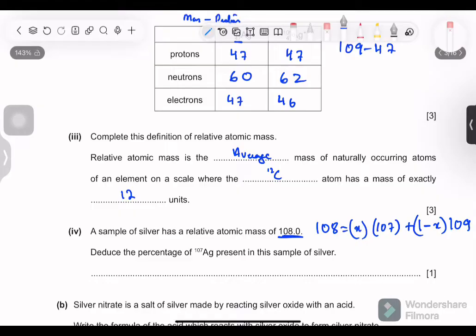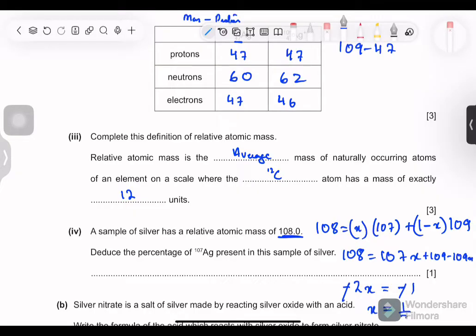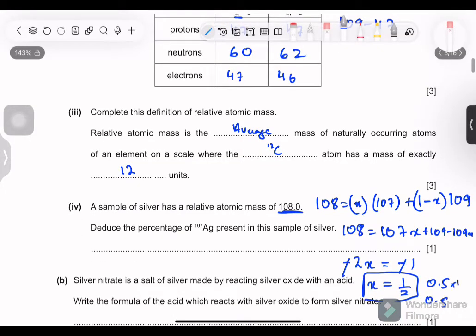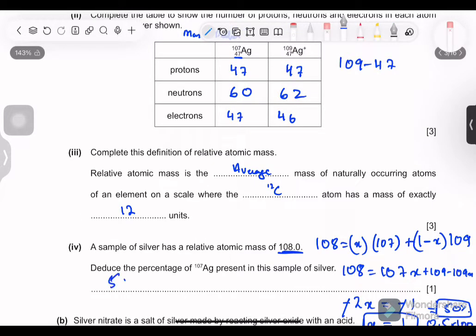So now, if we calculate, 108 will be equal to 107x plus 109 minus 109x. So this will be 107x minus 109x, which will be minus 2x equals 109, and when it goes to that side, it will be minus 1. So if we cancel it out, x equals 1 over 2. So this means both are present in 0.5, 0.5. If you multiply this by 100 to get the percentage, it will be 50%. This was just for clarification. Otherwise, I already told you the logic behind it, 50%.